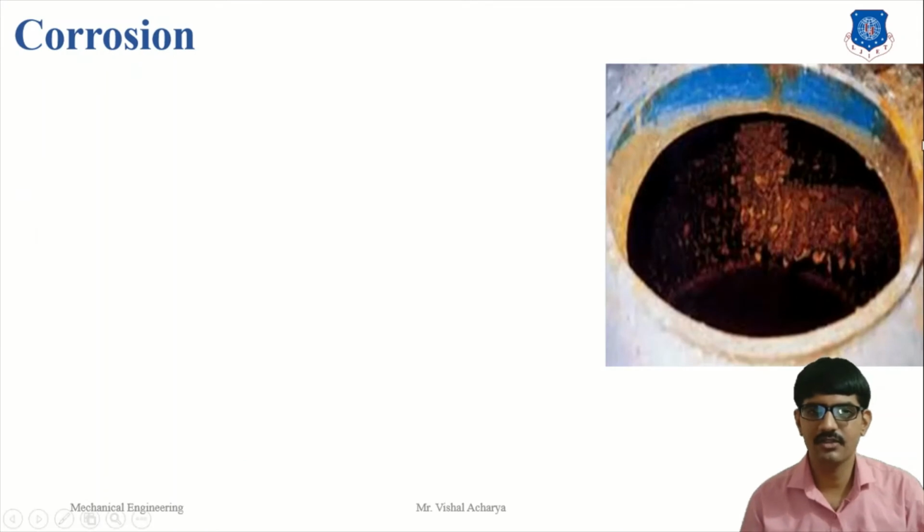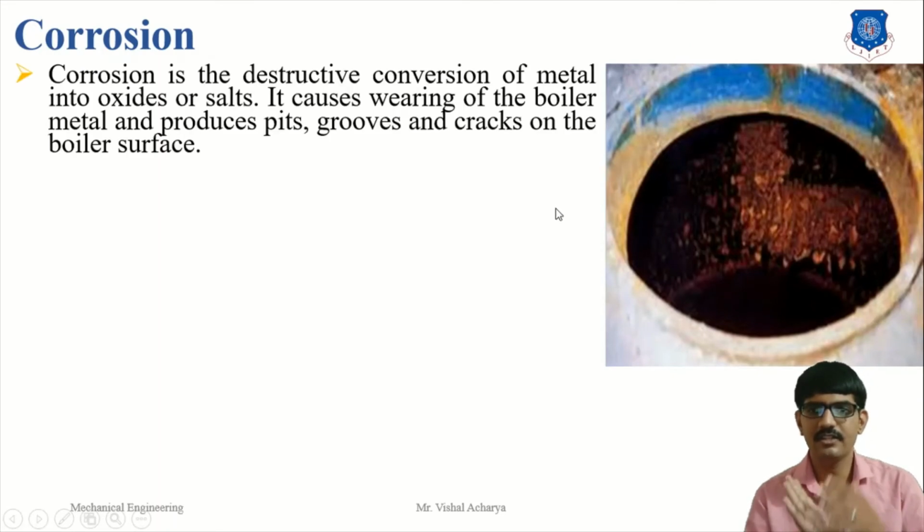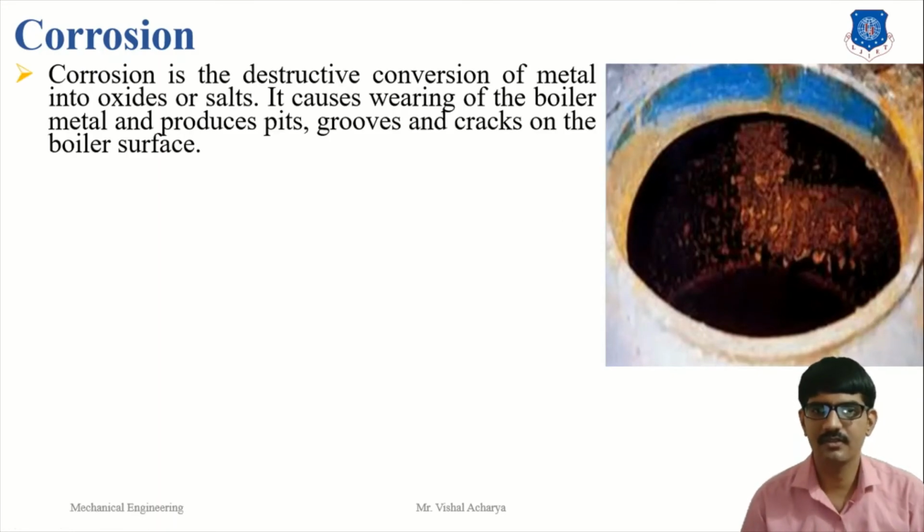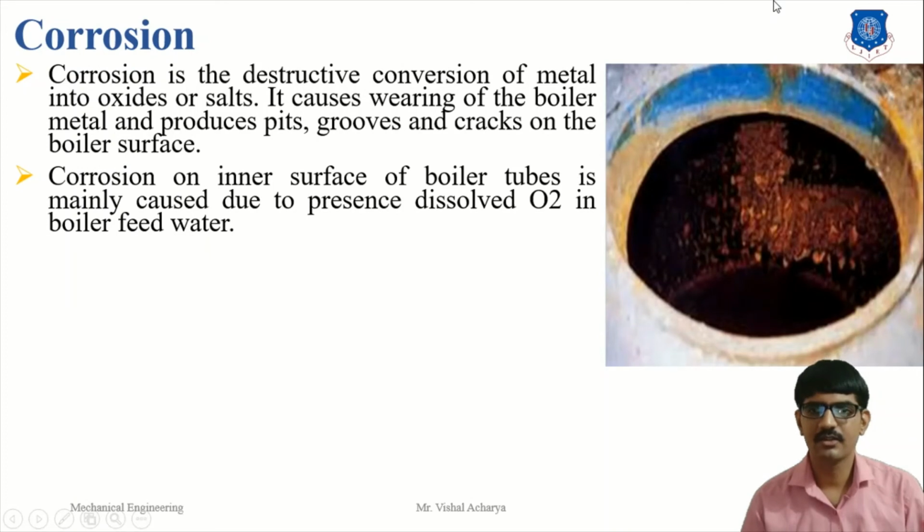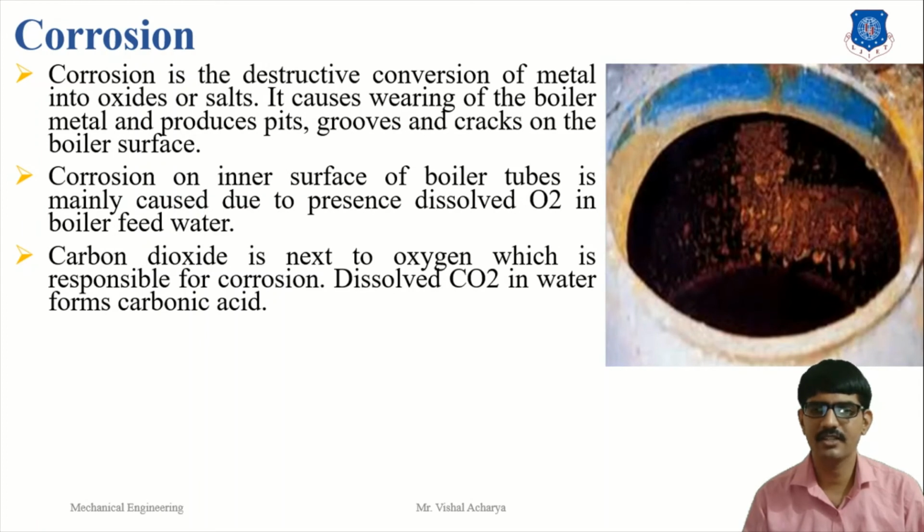Next is the corrosion part. Corrosion produces pits, grooves and cracks, like here. Corrosion is the destructive conversion of the metal into an oxide or salt. It causes the wearing of the boiler metal and produces pits, grooves and cracks on the boiler surface. Corrosion on the inner surface of the boiler tubes is mainly caused by the presence of dissolved oxygen in the boiler feed water. Same for carbon dioxide, which produces carbonic acid.